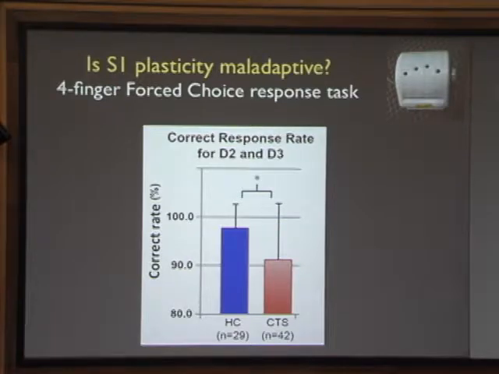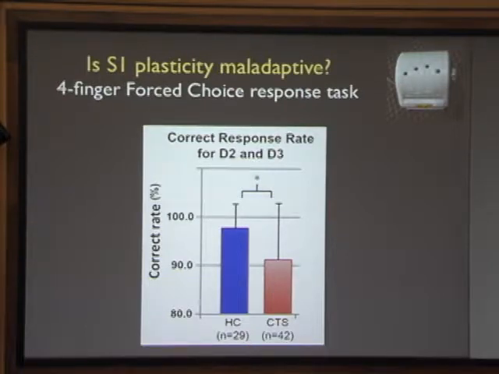And this is also very interesting. So now we do this test called a 4-finger forced choice response task, where we've built this system that has piezoelectric vibrotactile stimulators for each of 4 fingers. And so the subject is sitting there. They don't need to be blindfolded. They place their fingers on each of these holes, and they're just told that at some point, one of those fingers is going to be stimulated with a vibration. And once you feel that, you have to tell us which finger was being stimulated.